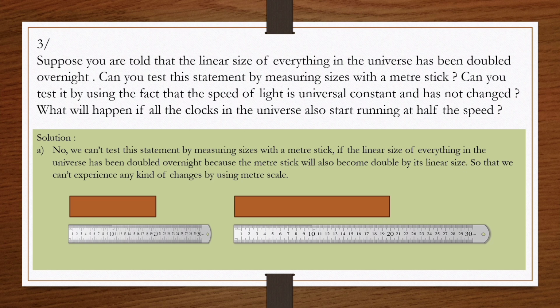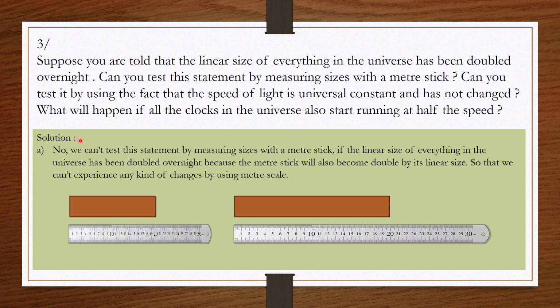And here is our next question: suppose you were told that the linear size of everything in the universe has been doubled overnight. Can you test this statement by measuring sizes with a meter stick? Can you test it by using the fact that the speed of light is a universal constant and has not changed? And what will happen if all clocks in the universe also start running at half the speed?